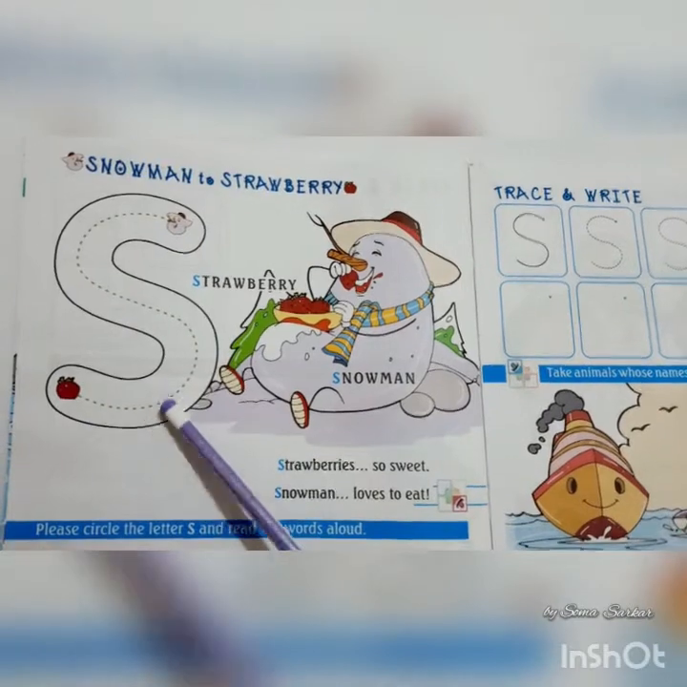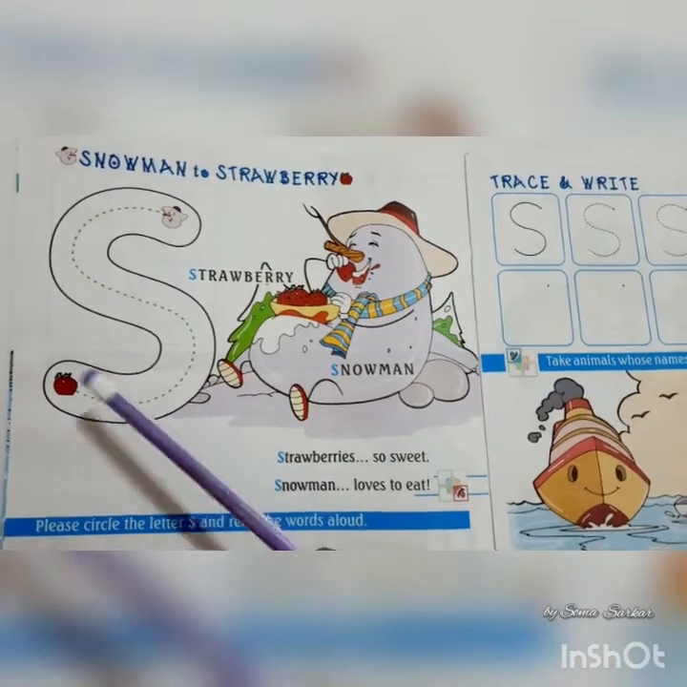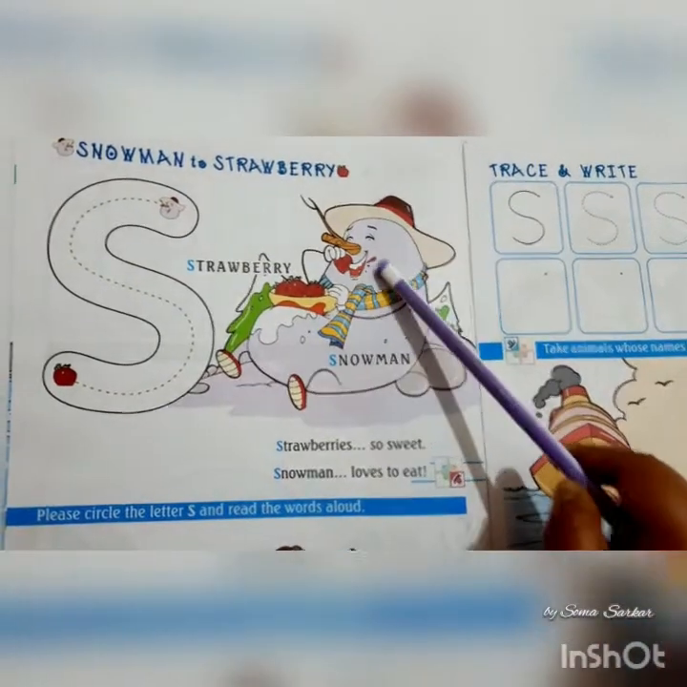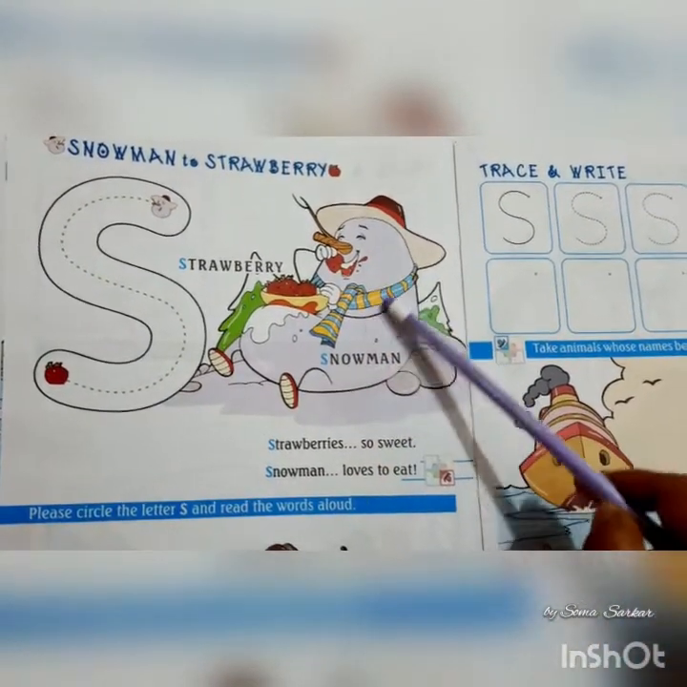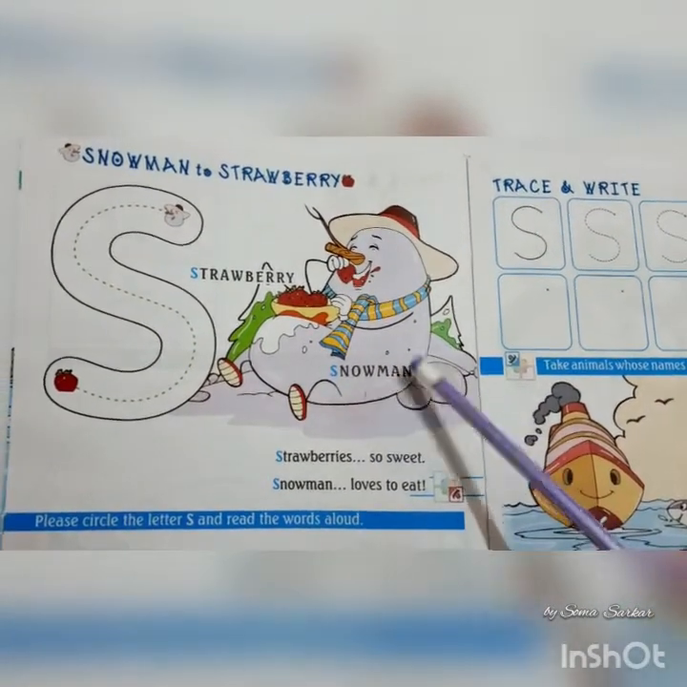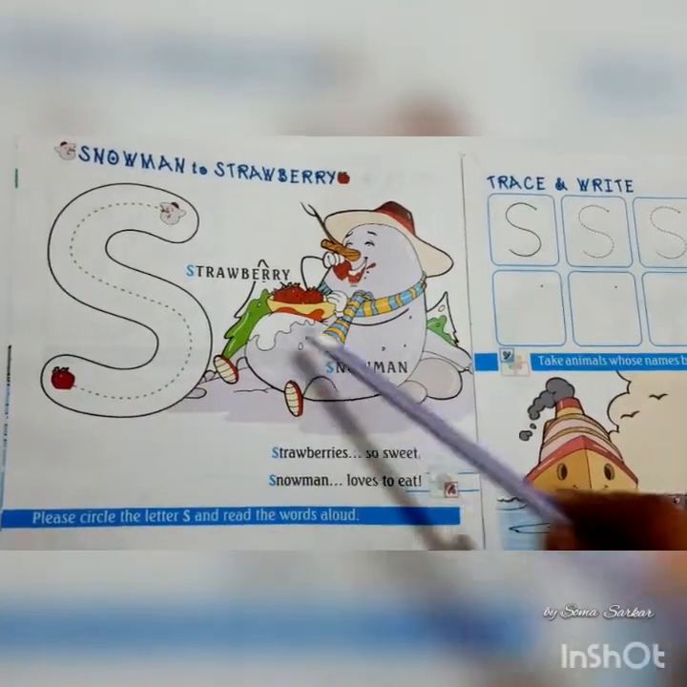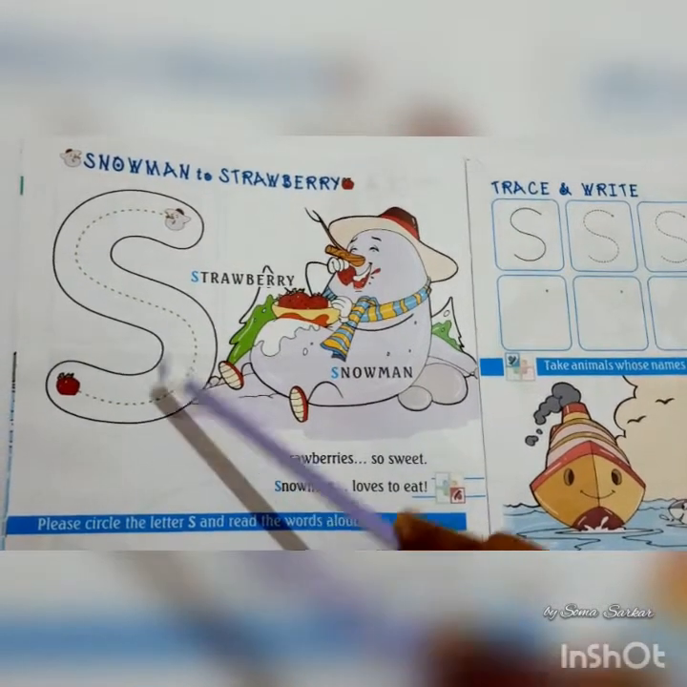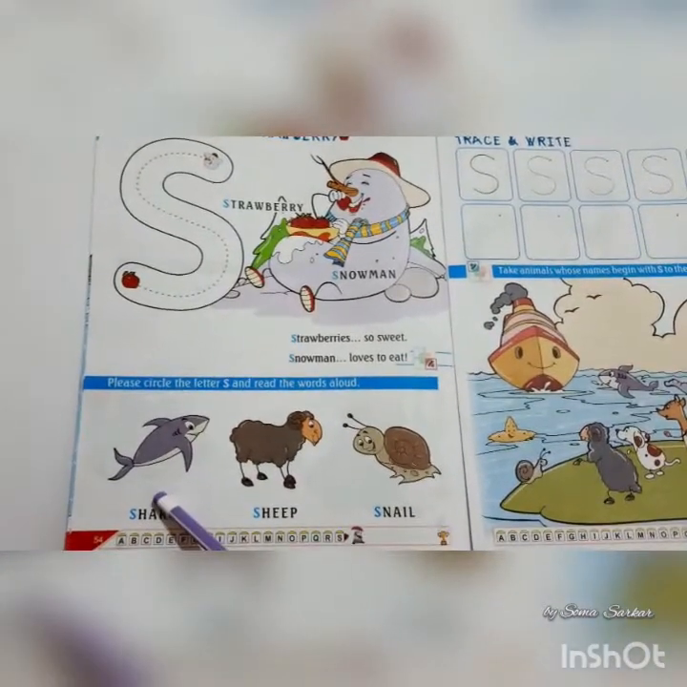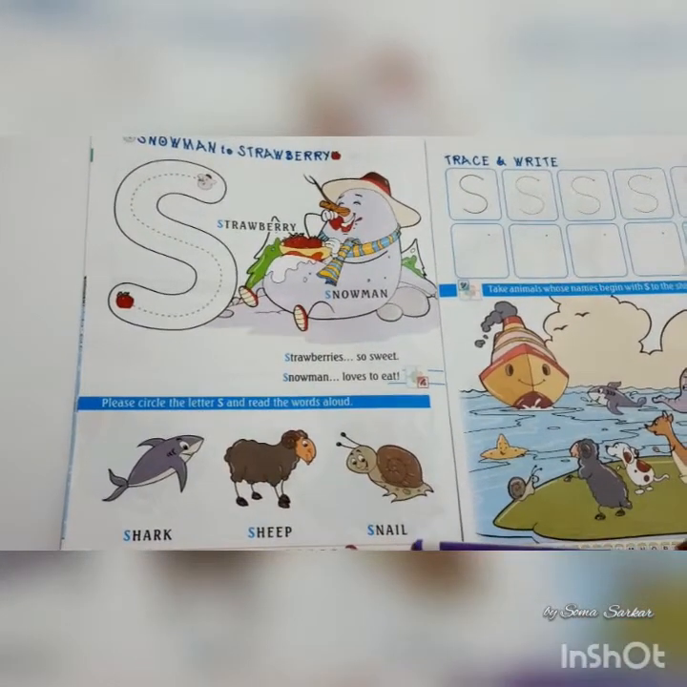Can you tell me what is this? Yes, you are right. This is capital letter S. And what is this? Oh, it's a snowman. And this snowman loves to eat strawberries. So kids, S is for snowman. S is for strawberry. S is for shark. S is for sheep. S is for snail.